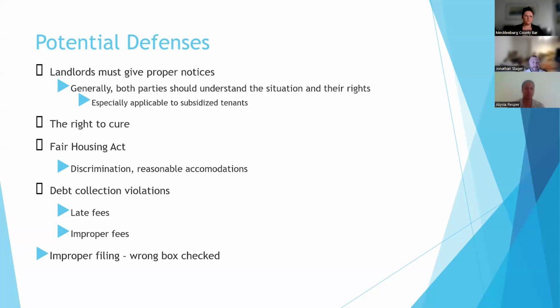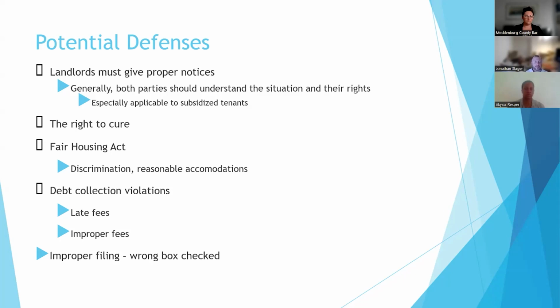Another type of defense is a debt collection violation. Landlords, you don't really think about this, but landlords are debt collectors because every month they want the money. Because of that, there are special laws that prohibit unfair debt collection. Things like improper fees. If the landlord is trying to charge a fee that's not included in the lease, they can't do that. Or if they're trying to charge a late fee at the wrong time.